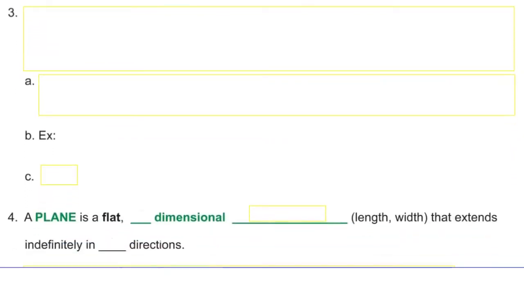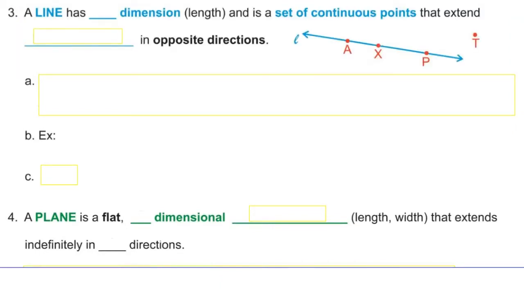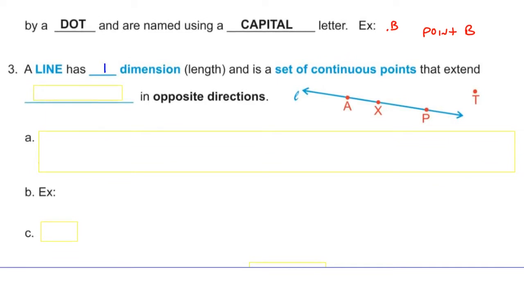Okay, number three, what about a line? How many dimensions would a line have? And I hope you're thinking one. I hope you're thinking one dimension in our line. So our line has one dimension, length, and is a set of continuous points that extend.